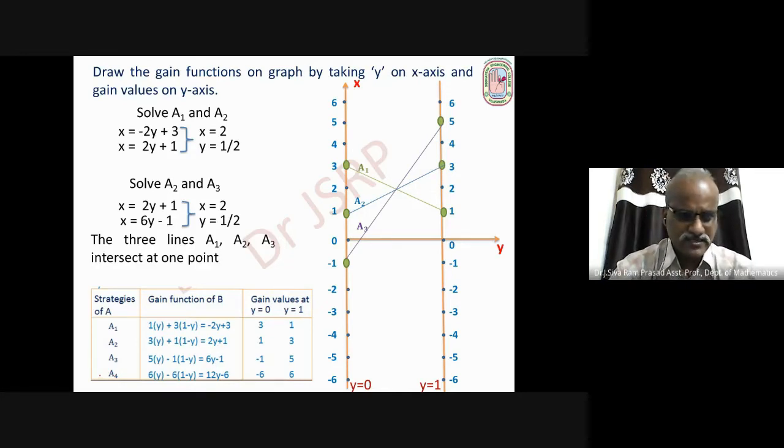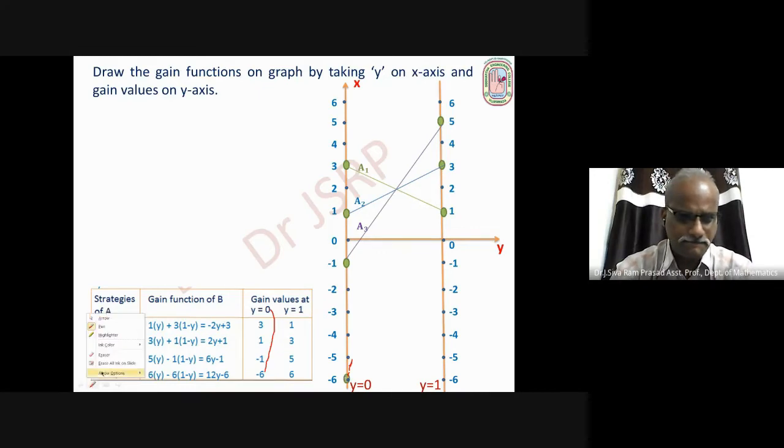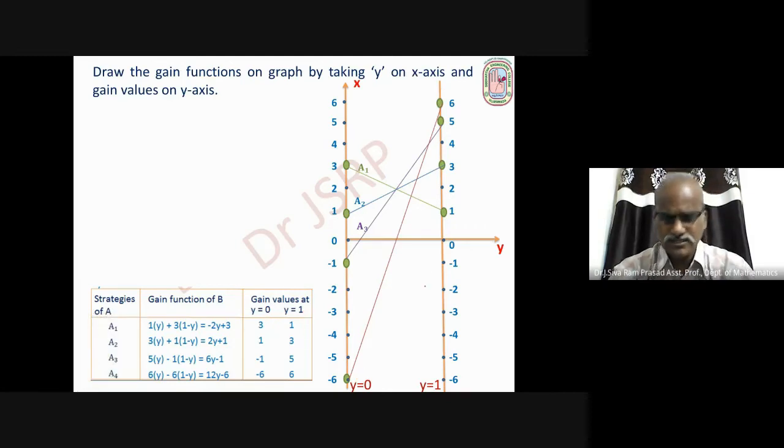Next, draw line 4. For y equals 0, gain is -6. This is the y equals 0 line and gain is -6. So this is the point. Next, for y equal to 1, gain is 6. So this is the point. Join these 2 points. Clearly it is away from this intersection point, so you need not solve the equations. So this is the line corresponding to A4.